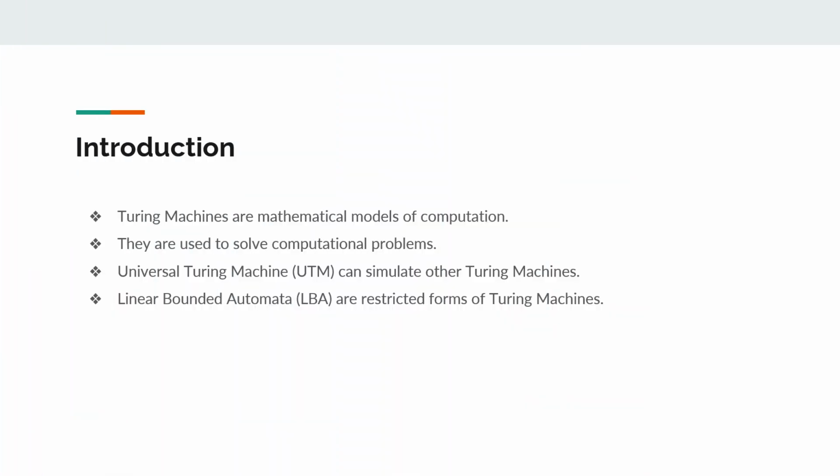In theory of computation, machines are used as mathematical models to solve problems. A Turing machine is one of the most powerful computational models. Today, we will discuss two important concepts: the universal Turing machine, which can simulate other machines, and linear bounded automata, which are a restricted form of Turing machines.